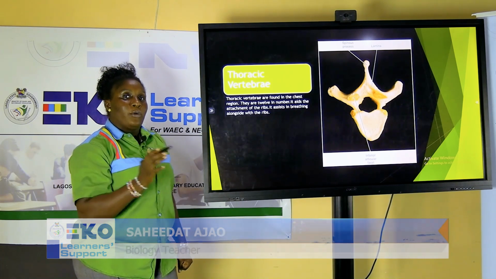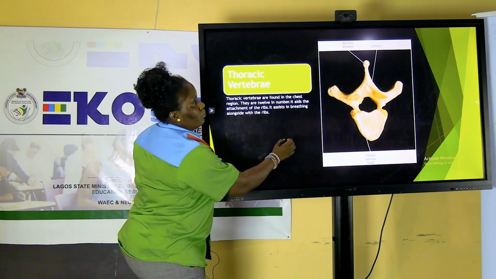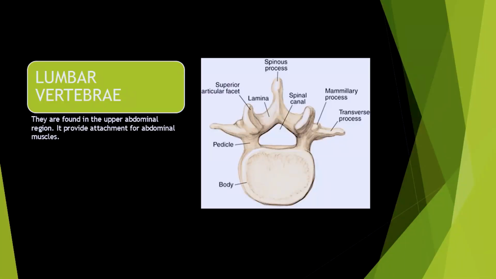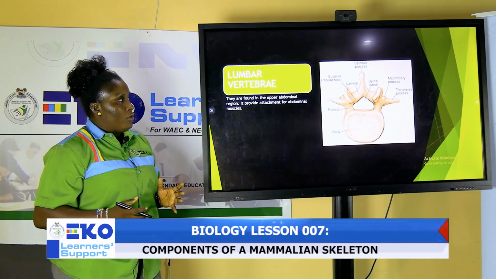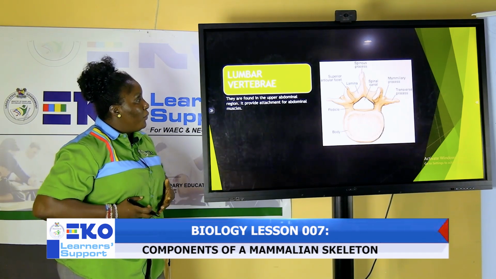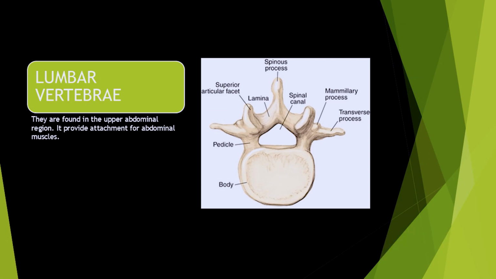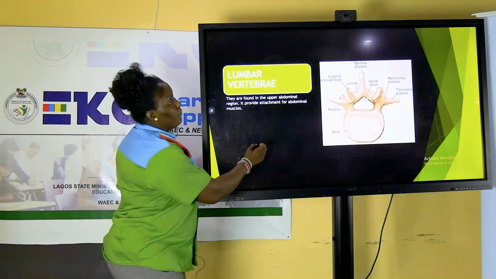Most times in WAEC and NECO, it comes out for our practicals. The next one is the lumbar vertebra. Lumbar is L-U-M-B-A-R, not L-U-M-B-E-R. Please take notes. We mark spellings. These are found in the upper abdomen region of the body. It provides attachments for abdominal muscles. There are 5 in number.